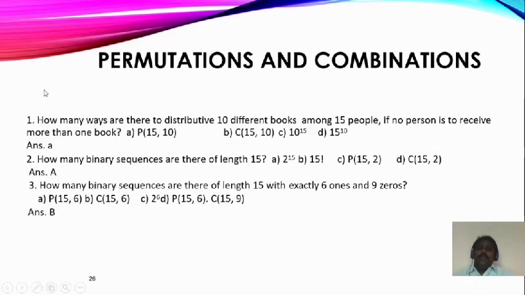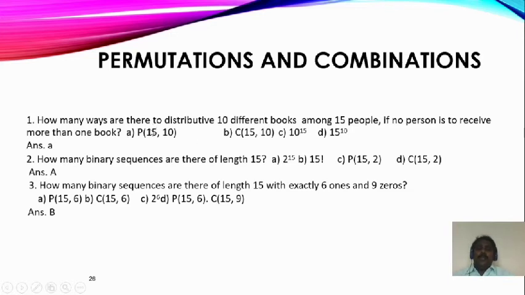So here I have some problems. How many ways are there to distribute 10 different books among 15 people if no person is to receive more than one book? The options are P of 15 comma 10, C of 15 comma 10, 10 power 15, and 15 power 10. Here I have to take permutation or combination. Here I have to take permutation. So 10 different books among 15 people gives 15P10. So the answer is A, P of 15 comma 10.